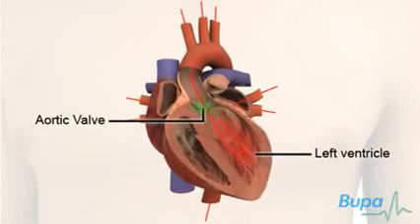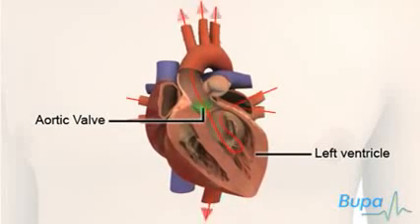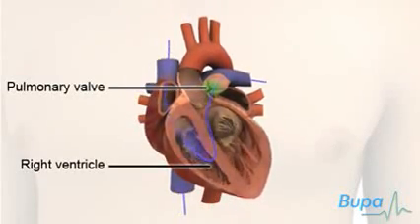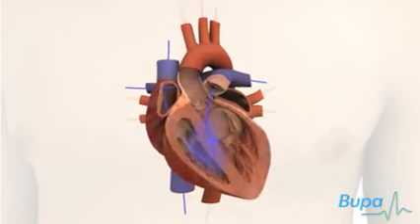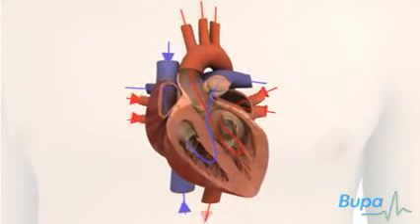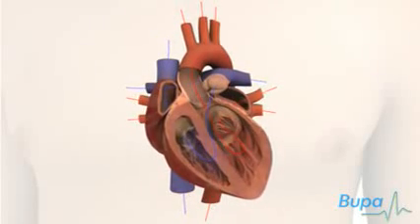The valve at the exit of the left ventricle, the aortic valve, stops blood passing back into the ventricle. The pulmonary valve at the exit of the right ventricle also stops blood flowing backwards. This flow of blood doesn't happen automatically. It's driven by contractions of the heart muscle, which are triggered by electrical impulses.